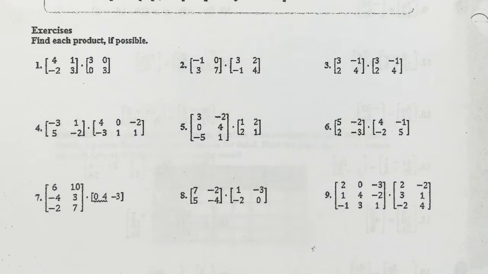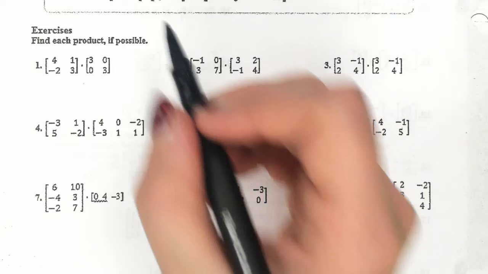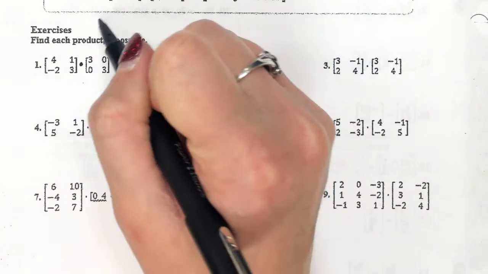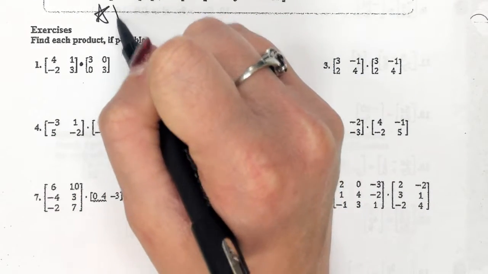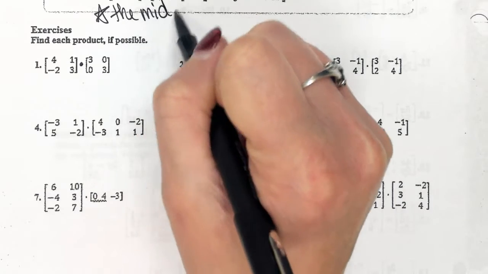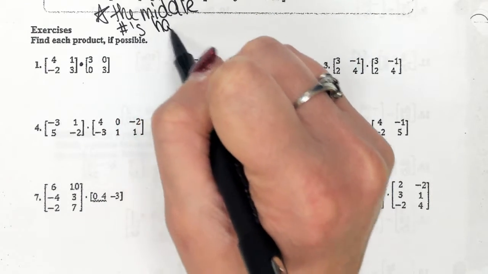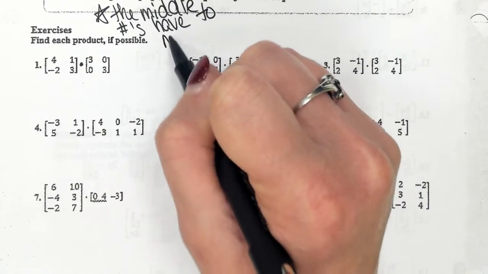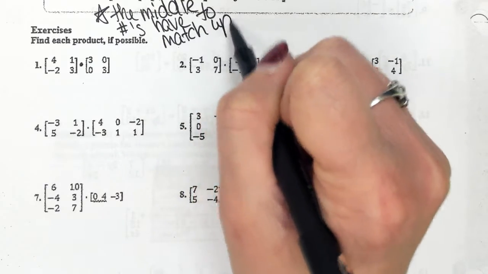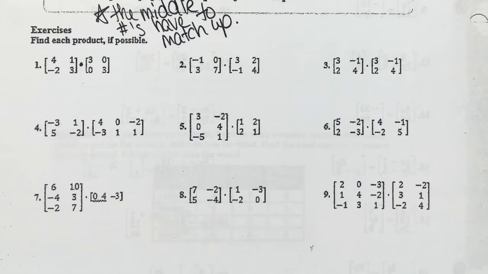All right, here we go. So we're not adding and subtracting anymore. We're going to multiply. All these are multiplication. So here's what you need to know. The middle numbers, and I'm going to show you what this means in just a second, have to match up.